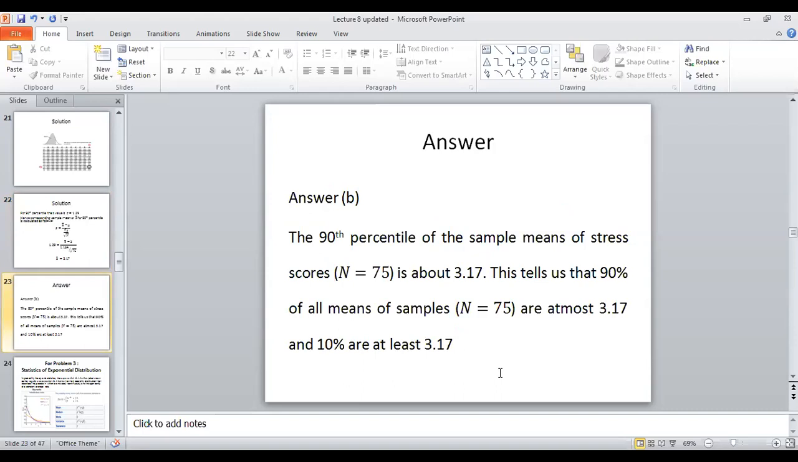This tells us that 90% of all the means of samples having a sample size of 75 are at most 3.17, and 10% are at least 3.17. It's a simple thing to understand, because this is the x bar value which we have obtained, which is 3.17. So definitely, before 3.17, we have the area which is 90%, and after 3.17, we have an area which is the remaining 10%. So it is basically at most for 90% and at least for the remaining 10%. I hope this is understandable, right? So that's how we basically put the answer.